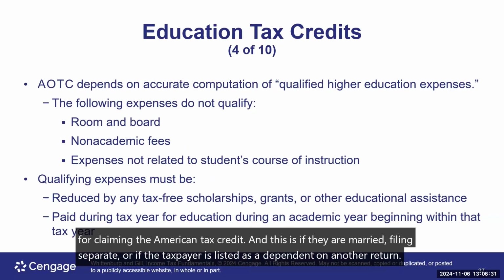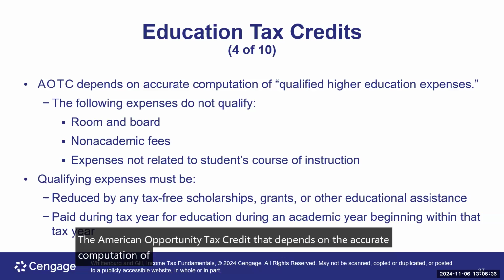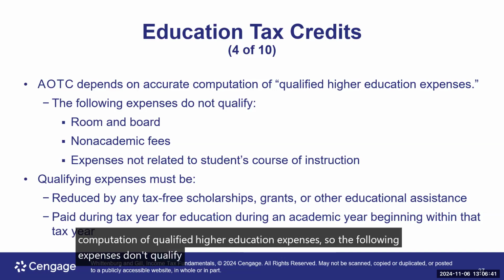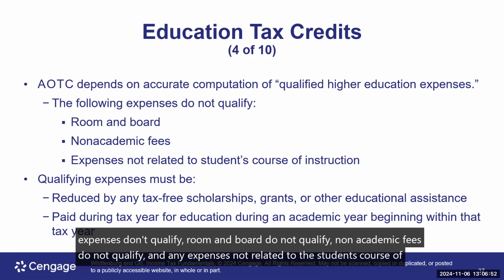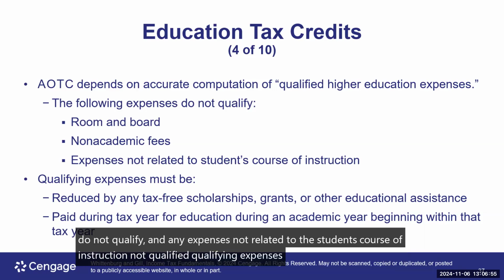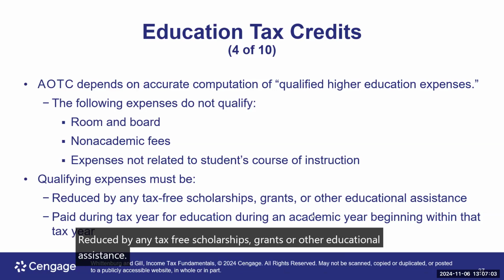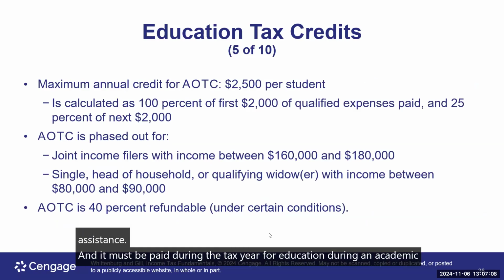The American Opportunity Tax Credit depends on the accurate computation of qualified higher education expenses. The following expenses do not qualify: room and board, non-academic fees, and any expenses not related to the student's course of instruction. Qualifying expenses must be reduced by any tax-free scholarships, grants, or other educational assistance, and must be paid during the tax year for education during an academic year beginning within that tax year.